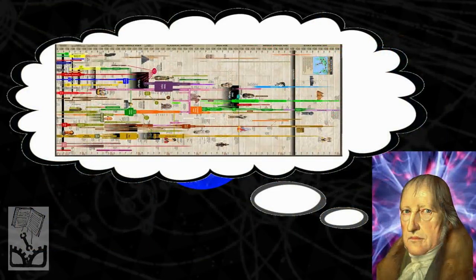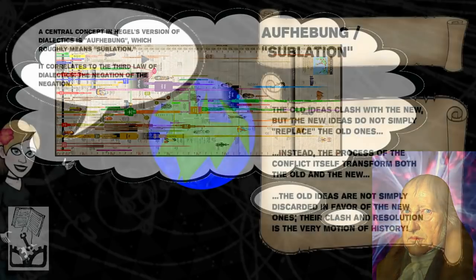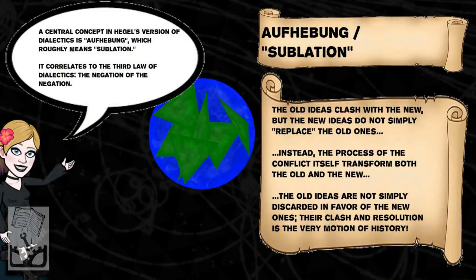History for them wasn't simply a random jostle of events, but a process that could be understood and explained. A process with laws, analogous to the laws of physics, that could be discovered through study. For Hegel, history was the transformation of human societies through the ages by the battles of competing ideas. A central concept in Hegel's dialectic is Aufhebung, a German word that roughly translates to sublation, which correlates to that third law of dialectics I just described, the negation of the negation.